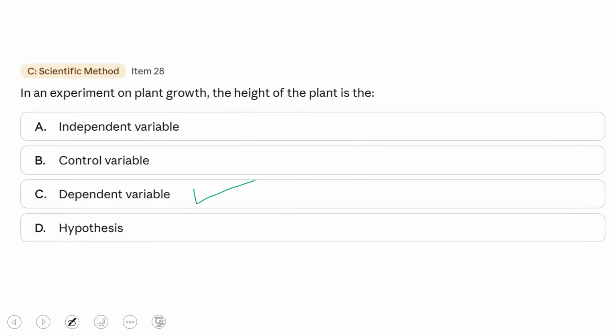Because the dependent variable is the outcome that is measured in an experiment. It depends on what the independent variable does. So for example, if you change the amount of fertilizer, the fertilizer is the independent variable. You measure the resulting plant, which is the height, which should be the dependent. So when we say dependent variable, it responds to the treatment administered by the researcher.